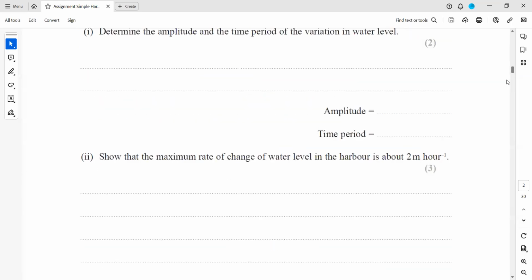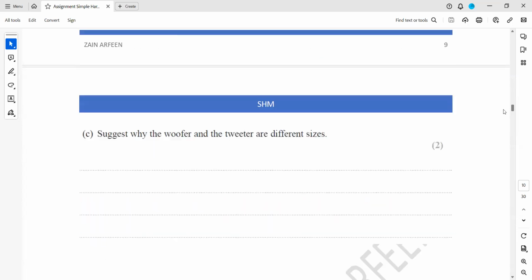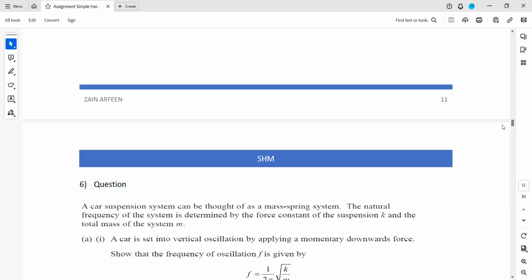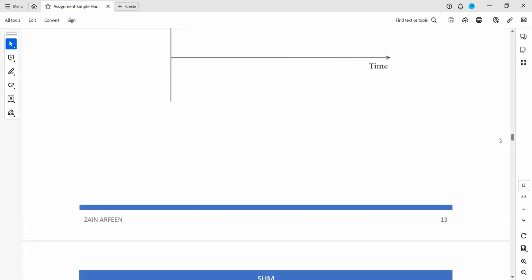So we have question 7 from simple harmonic motion. I solved question 6, the last.